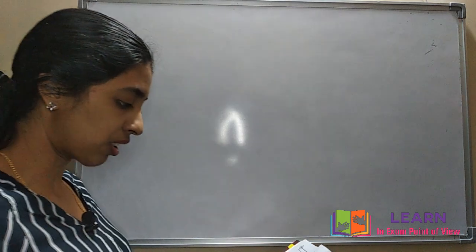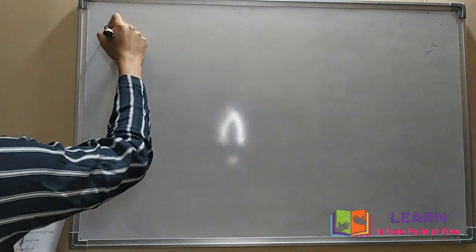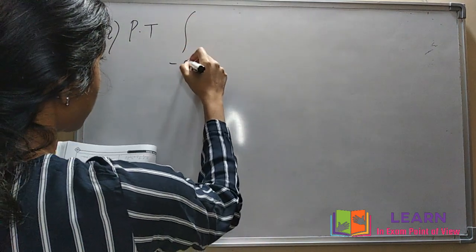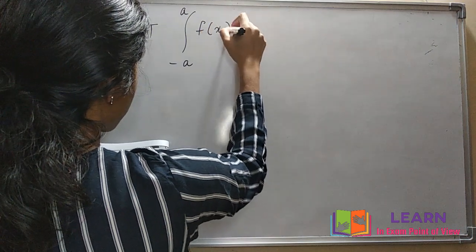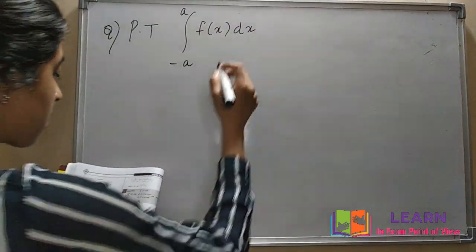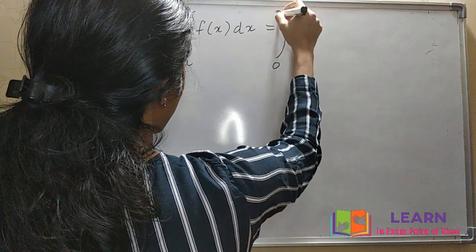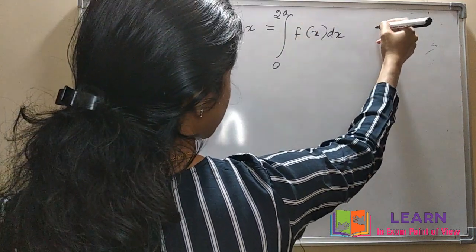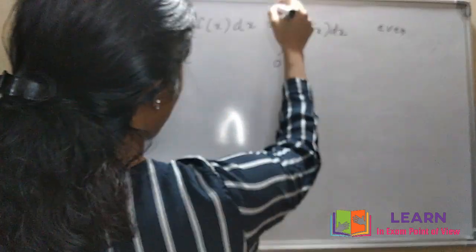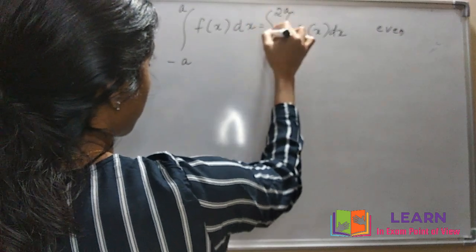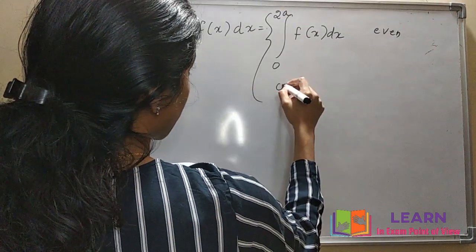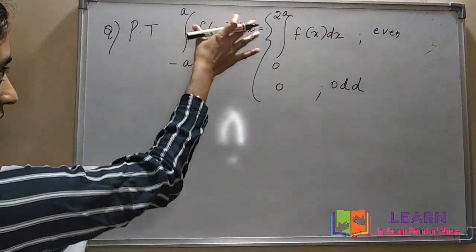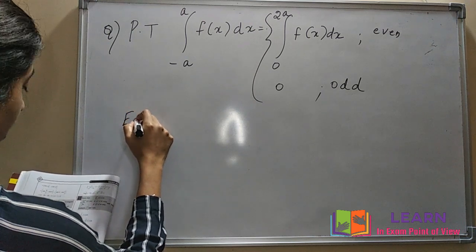The question is given as prove that the integral from minus a to a of f of x dx is equal to twice the integral from 0 to a of f of x dx if f is even, otherwise, it has two sections, and it is 0 if f is odd. The proof I am not doing, it is already done. Based on this property we have to evaluate.